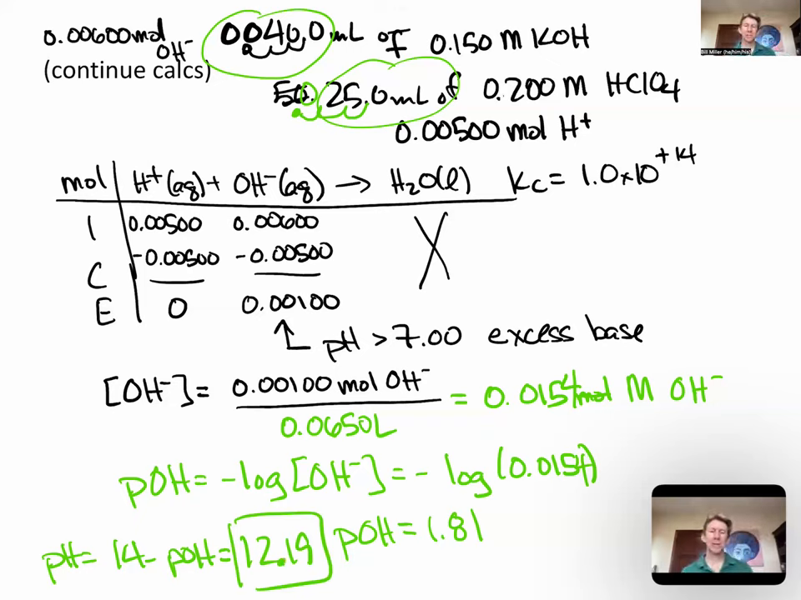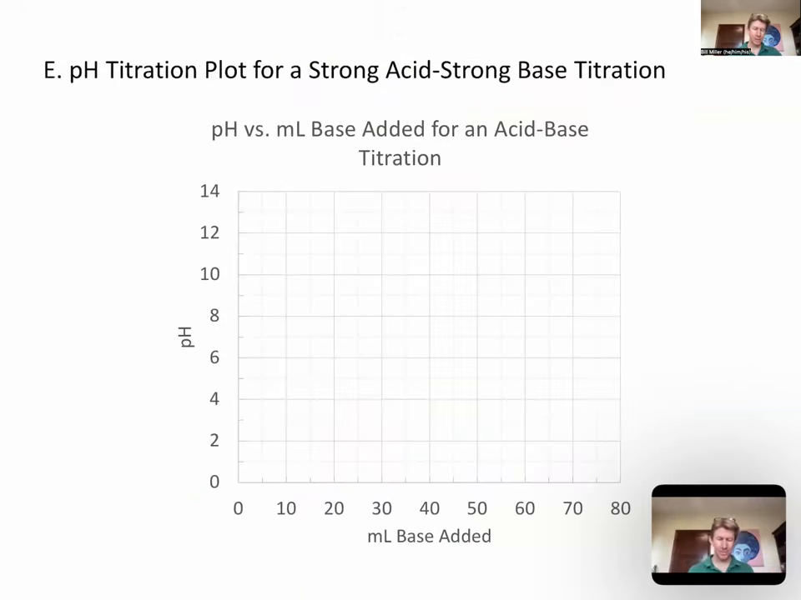as my pH. And that is how you do a strong acid, strong base titration calculation for both excess strong acid and excess strong base. And so now if we were to do a pH titration plot for a strong acid, strong base solution, it always looks something like this in general.